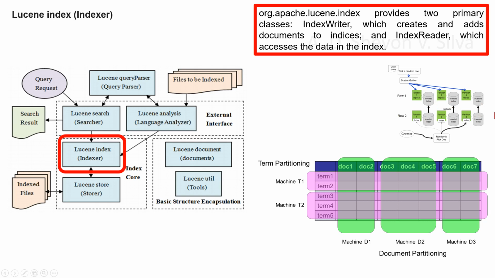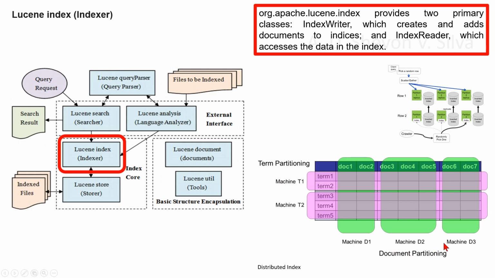Here you can see term partitioning: machine T1 with term 1, term 2, and machine T2 with term 3, term 4, term 5. And here you can see machine D1 with doc 1, doc 2. Here machine D2 with doc 3, doc 4, doc 5, this is document partitioning. Here machine D3 with doc 6, doc 7. This is about the distributed index.